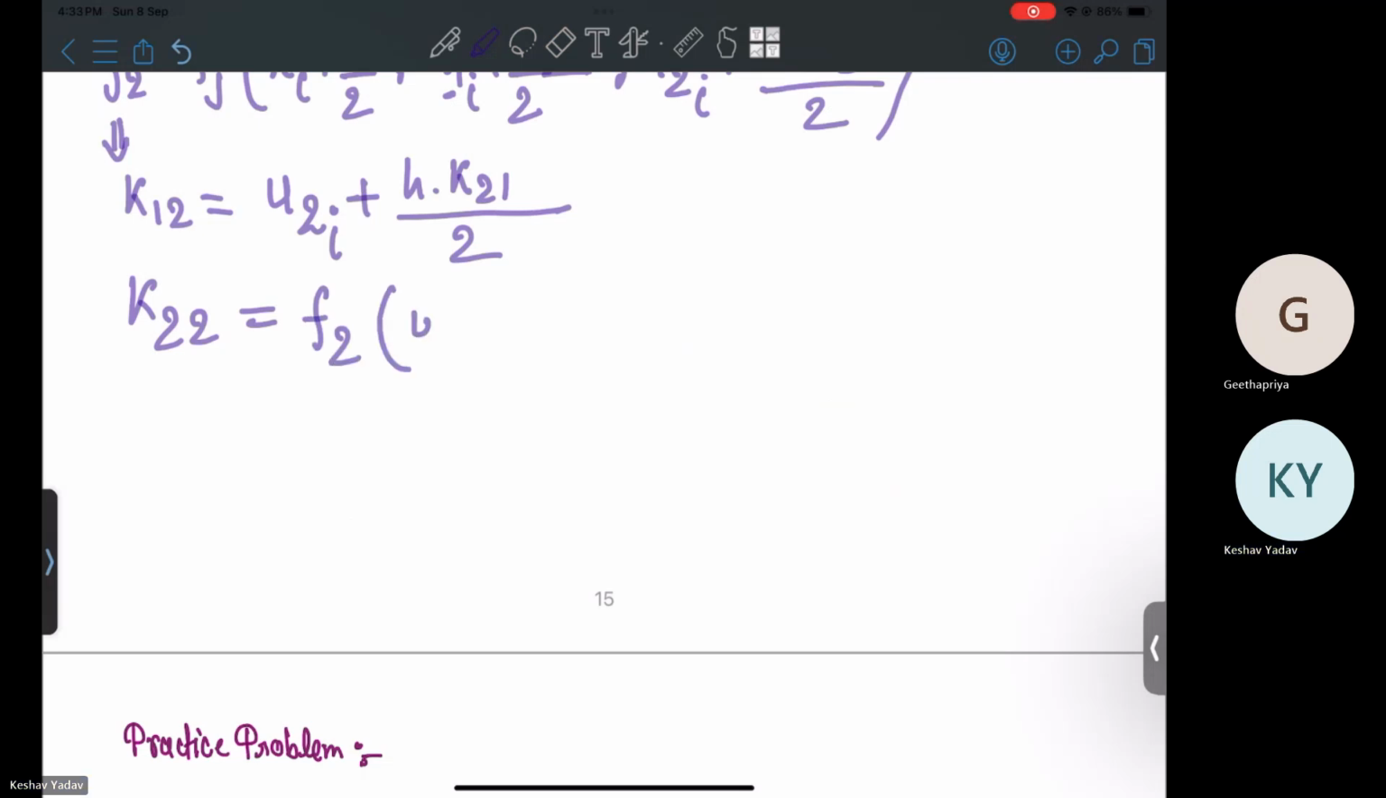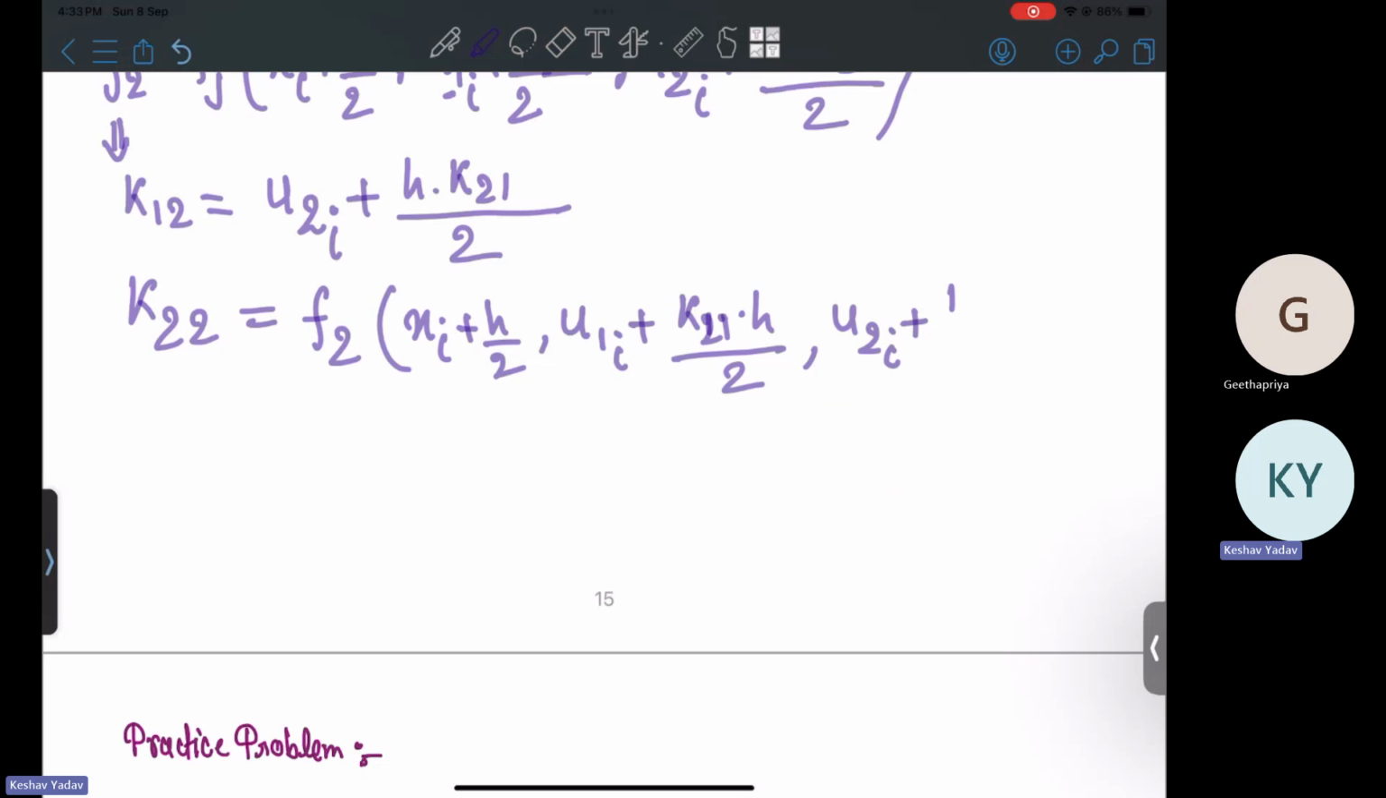f2 of xi plus h by 2 comma u1i plus k from the second equation, first value, multiplied by h divided by 2, comma u2i plus h by 2 times k. Here the first value we'll use from equation 1, and from equation 2, first value.